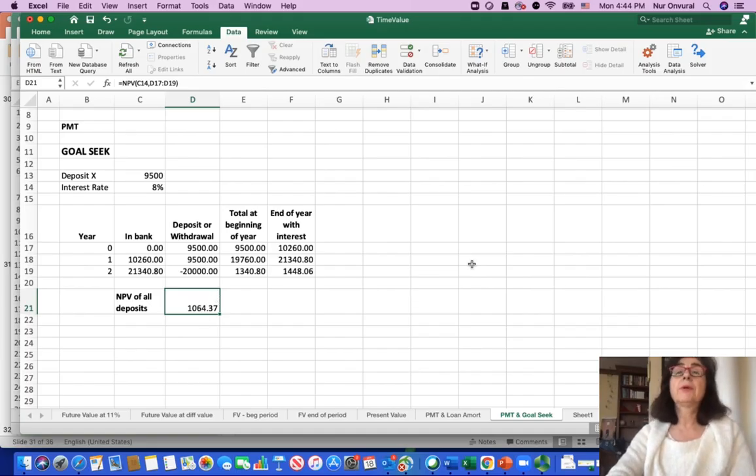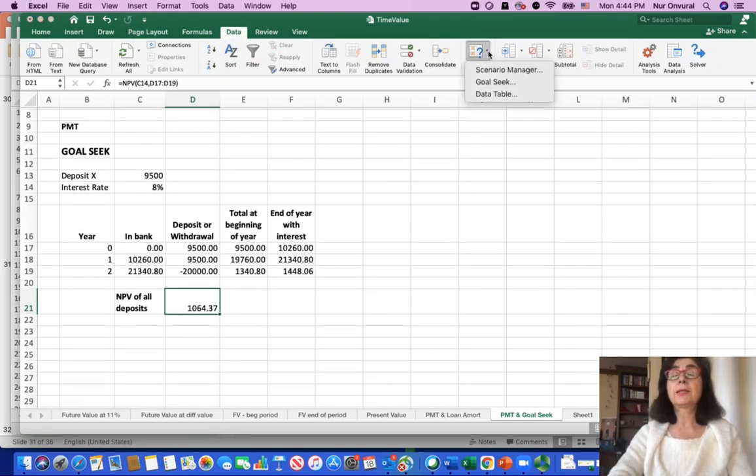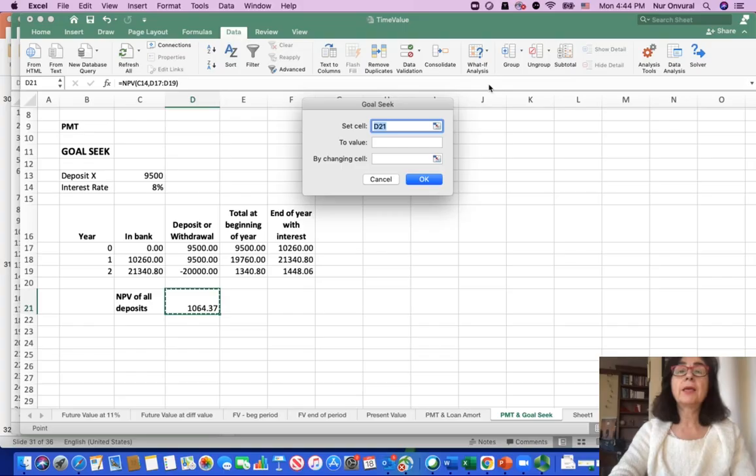So now we are going to utilize the goal seek function. To do that, we're going to go up to the ribbon. We're going to go to Data. And then under Data, we will find What-If Analysis. And in there, the second option is Goal Seek.